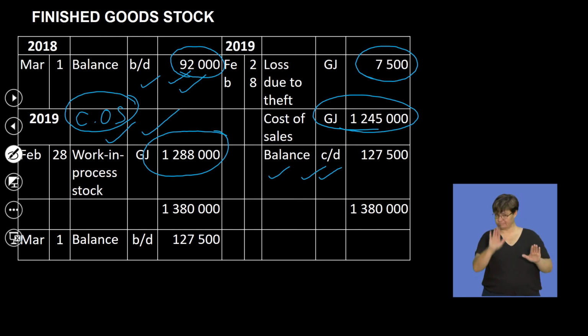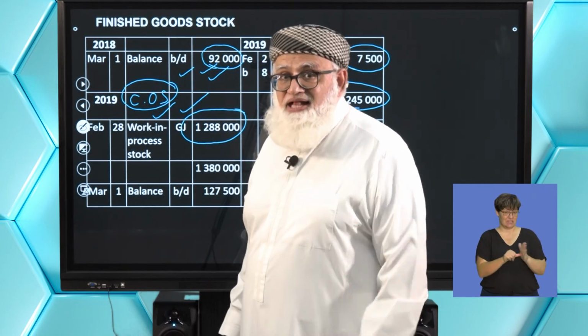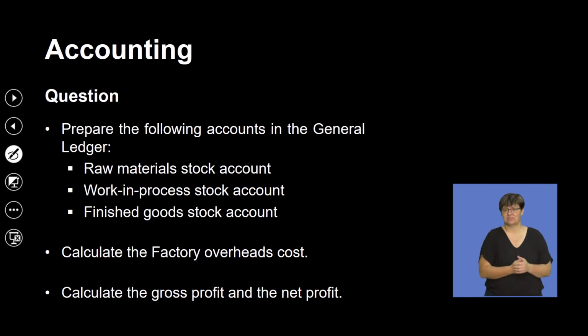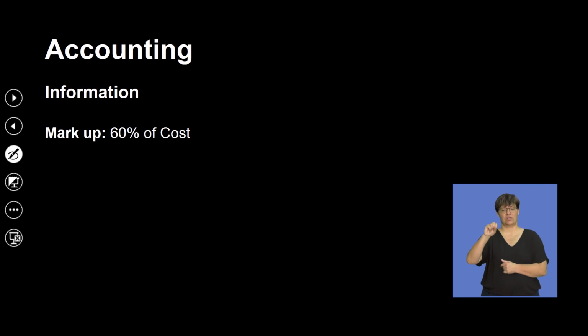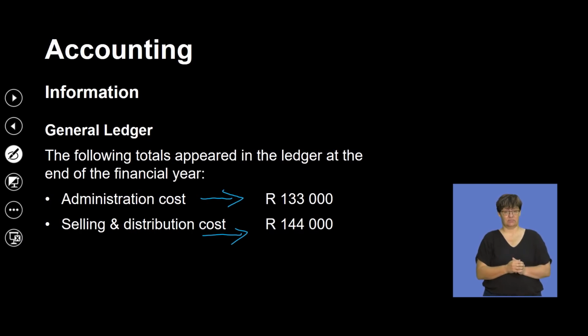We've calculated our cost of sales figure, right? Which is necessary because obviously there's something else that we have to do. And what is it we have to do now? We are asked to calculate the gross profit and the net profit. We are told the markup is 60% on cost. Okay, so here goes. We're going to use this information that we have here. We are told the admin cost amounted to 133,000 and your selling and distribution amounted to 144,000.